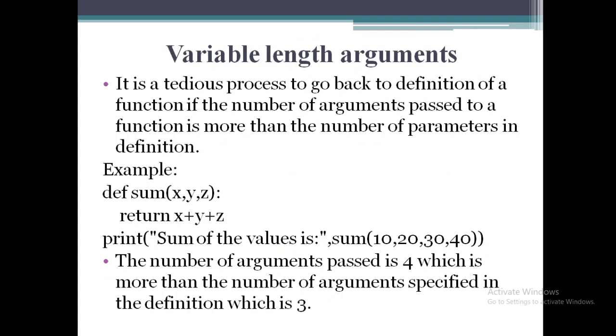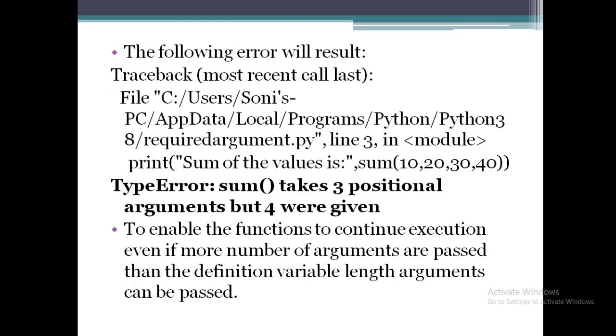So what are variable length arguments? Suppose you are passing a number of arguments to a function which is more than the number of parameters defined in the definition, then it is very difficult to go back to the definition of the function to correct it. Instead, you can make the function more general. It will show an error if you are passing arguments more than the number of parameters defined. So to enable the function to continue its execution, even if more arguments are passed than in the definition, variable length arguments are used.